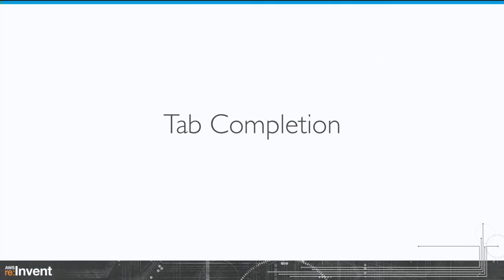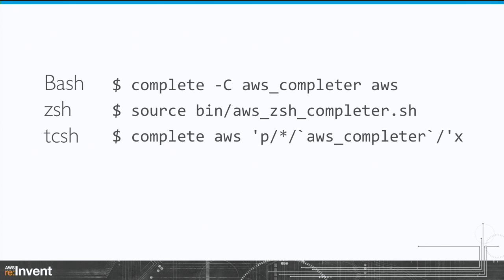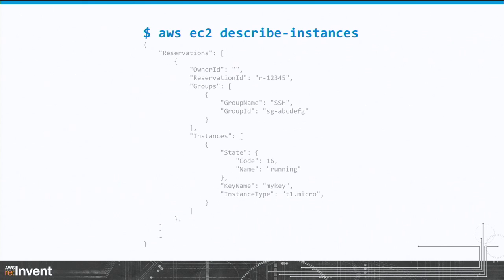The second option is tab completion. So we support tab completion for a number of different shells. And for example, with Bash, you would run this on the terminal, or you could add this to your bashrc, or however you want to set that up. And we will auto-complete service names, operation names, as well as parameter values. So tab completion is something you can use as well to figure out what options are available for you.